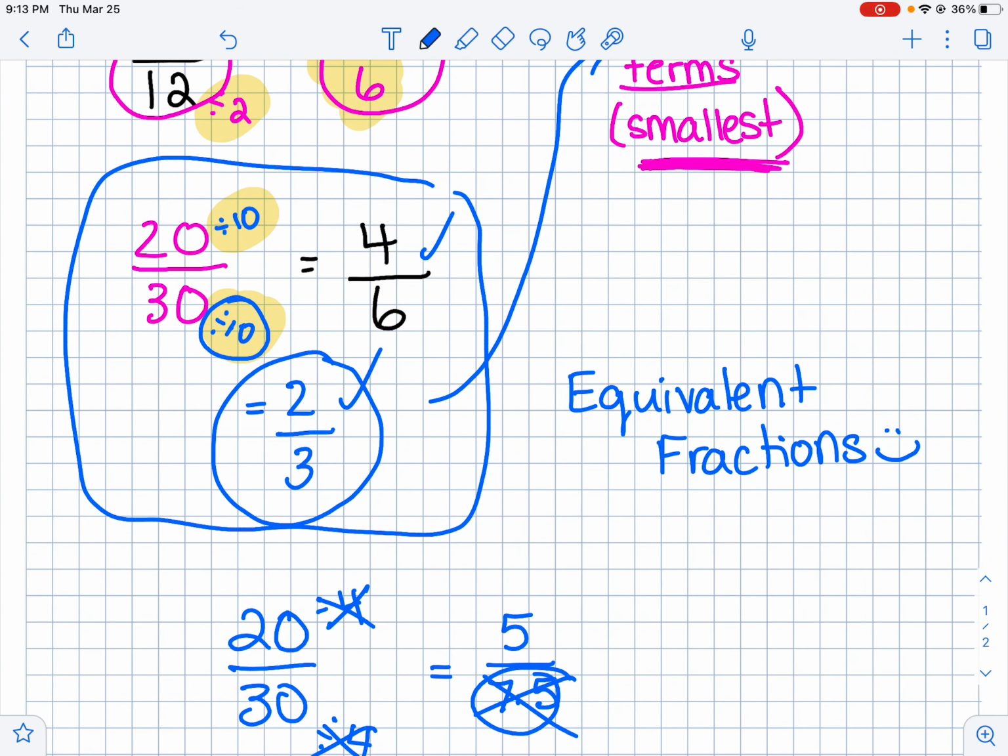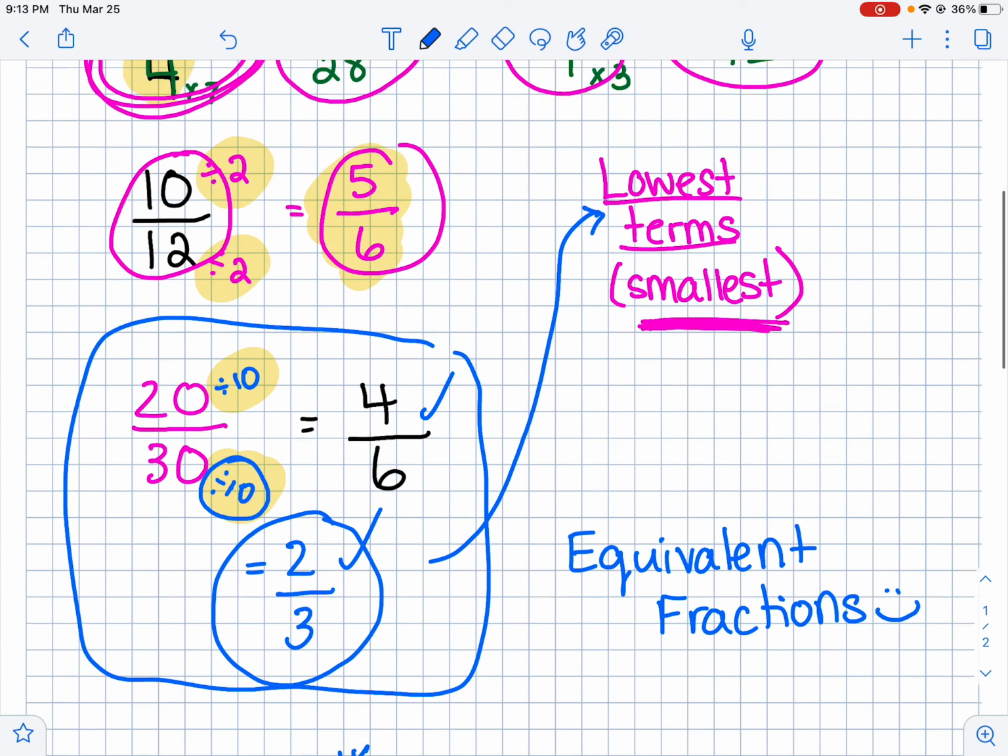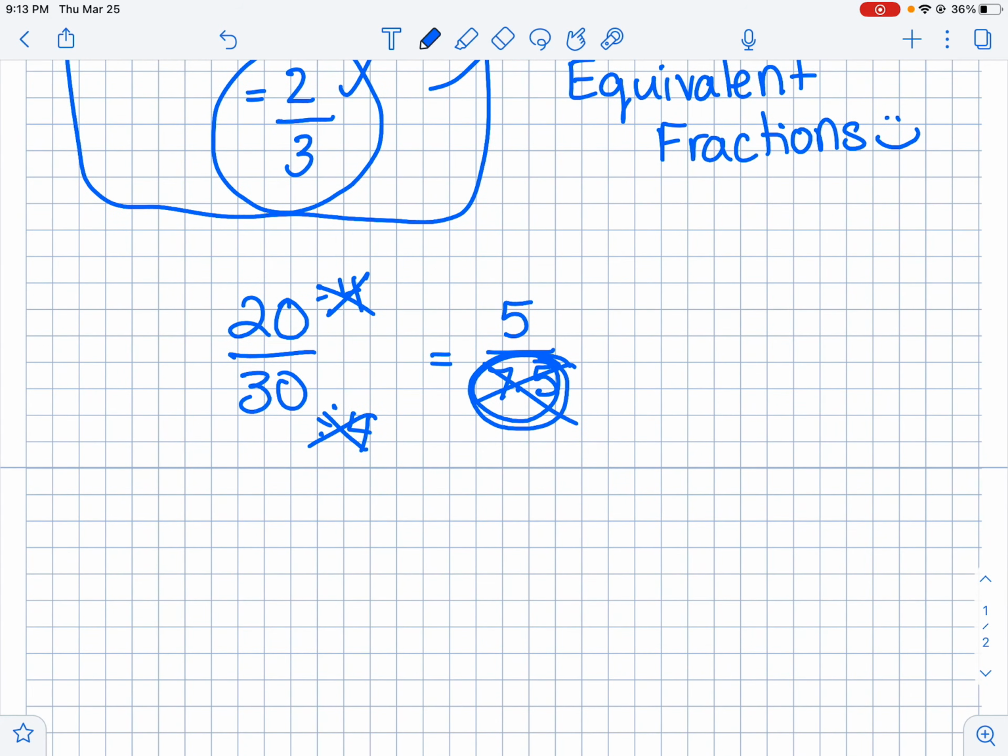Or what do we do? This one by 5. So try not to get a decimal. We don't want that in our fraction. And that's it.